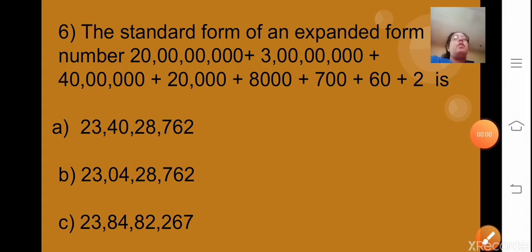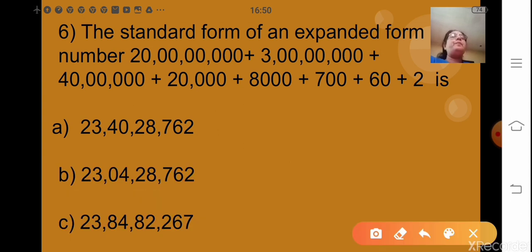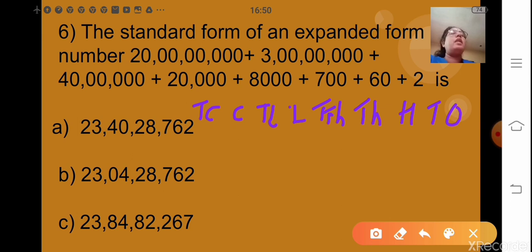Okay, now here in this question, children, you have to find the standard form of a number. Expanded form is given. So first we'll make a table to find the expanded form of a number. So here 2 is in 10 crore place. So we'll start from 10 crore. So this is 10 crore, 10 lakh, 10,000, then 1,000, 100, tens, and then ones.